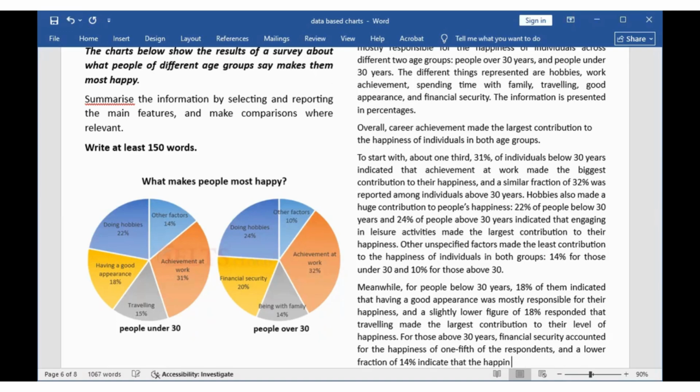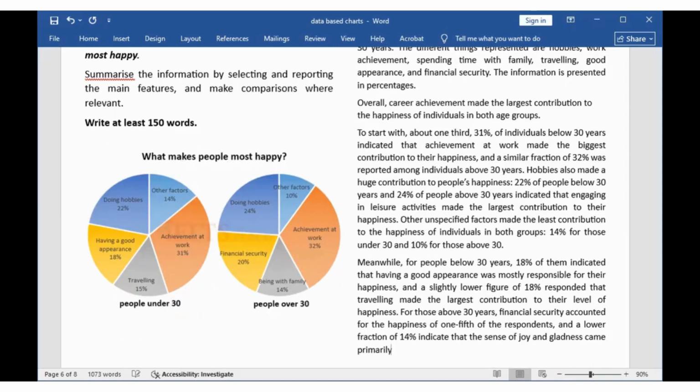Let me use another word for happiness. Their sense of joy and gladness came primarily from spending time with their words. With their words. Who can tell me? Came primarily from what? Spending time with their family, or we can say with their loved ones.